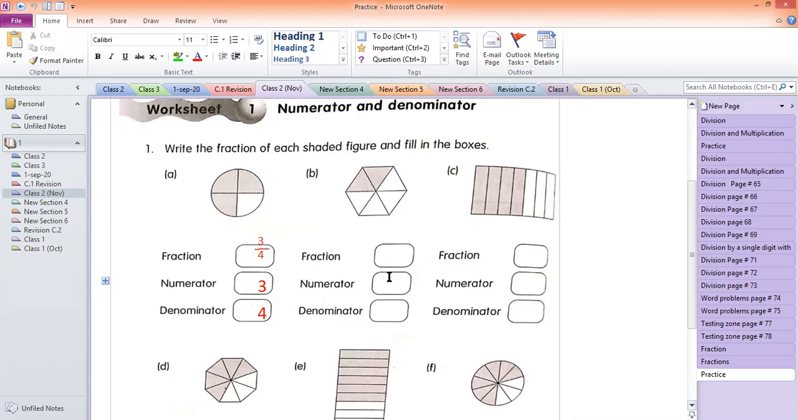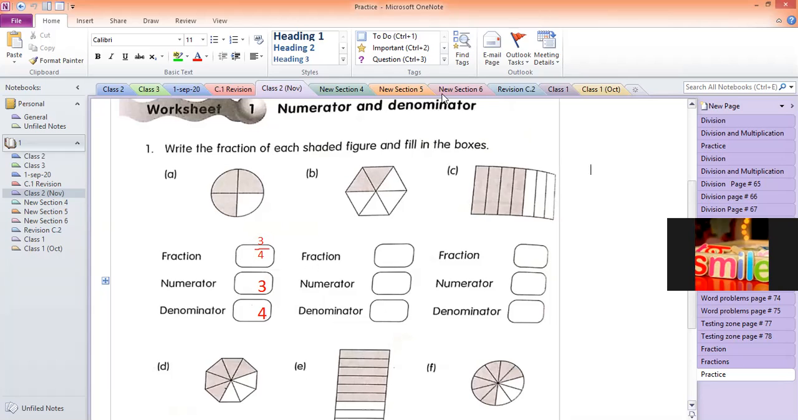In B, you have to tell me the denominator first. For the denominator, you will tell me how many total parts are there. How many total parts are there in this figure? Yes, guys. How many total parts are there? It is divided into how many equal parts? 6.